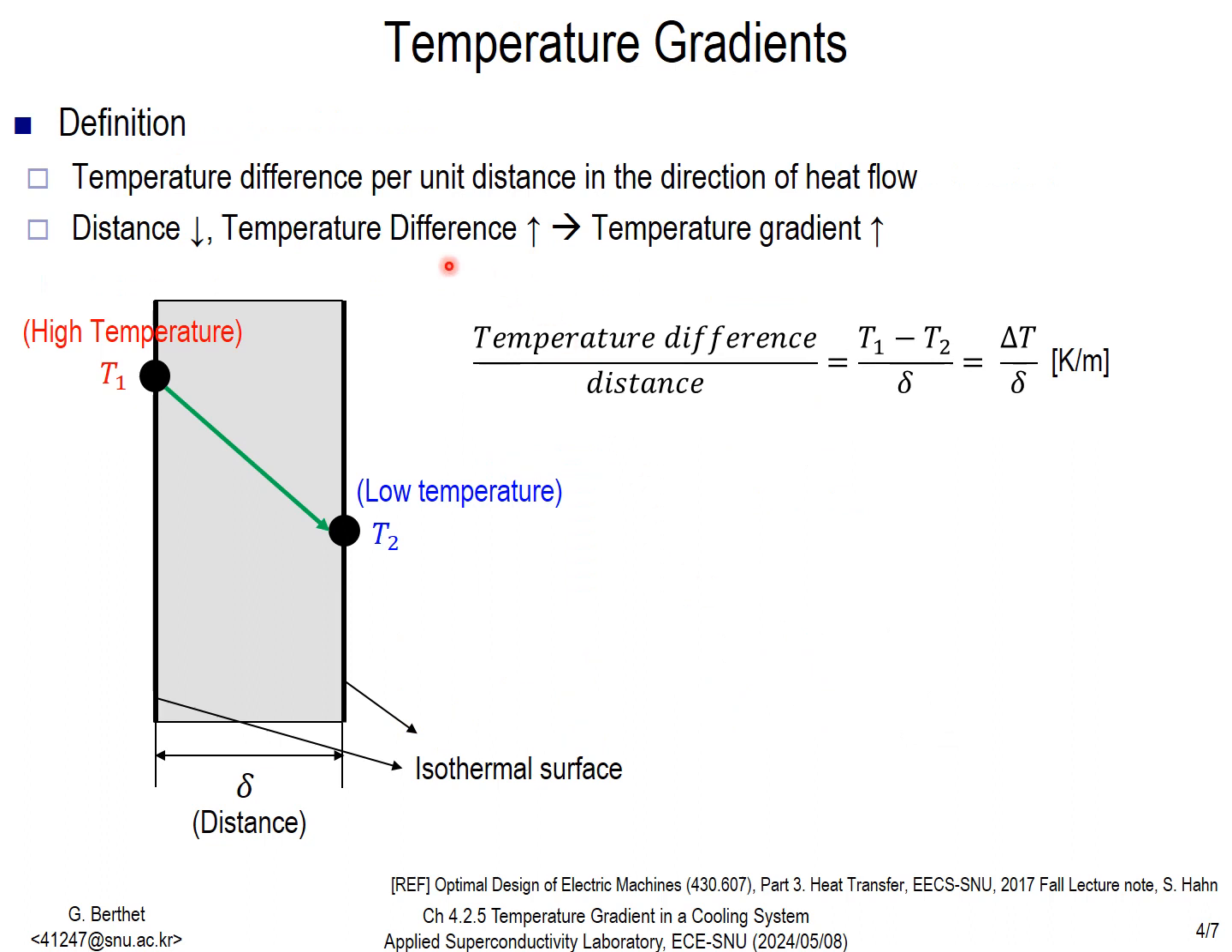A temperature gradient is a difference in temperature per unit length. The shorter the distance and the higher the temperature difference, the higher the temperature gradient.